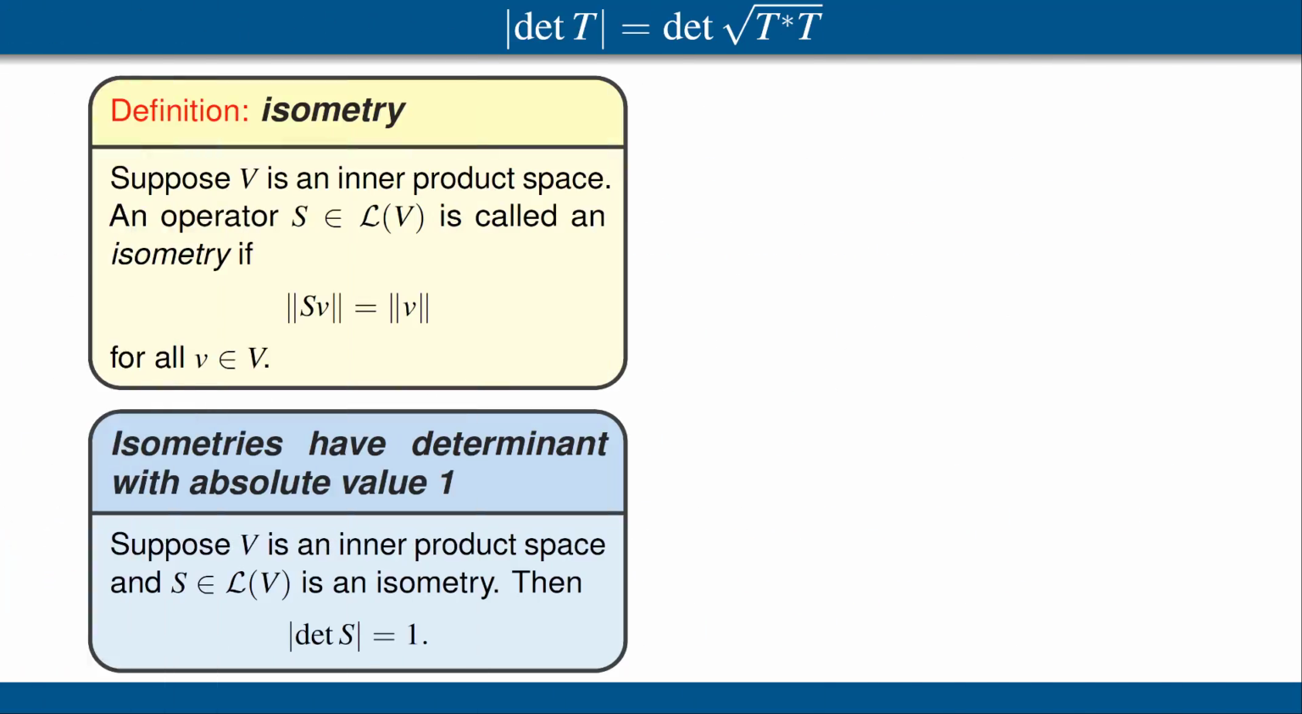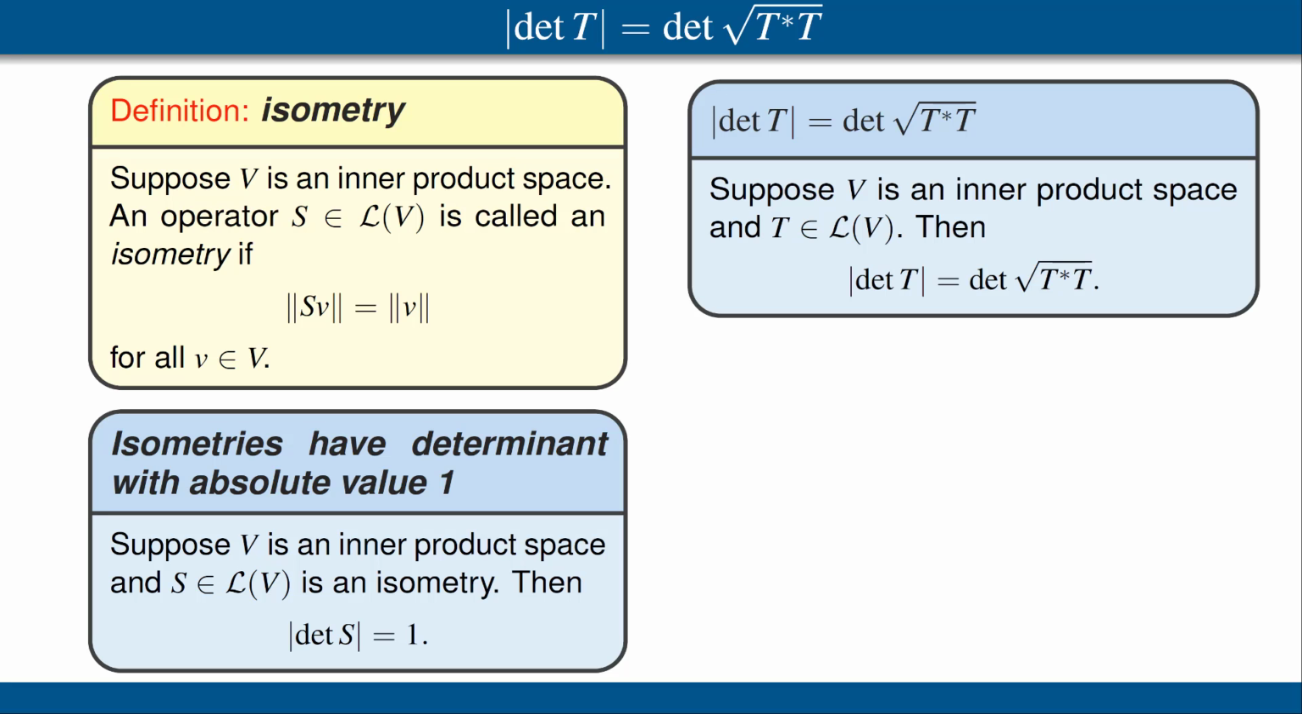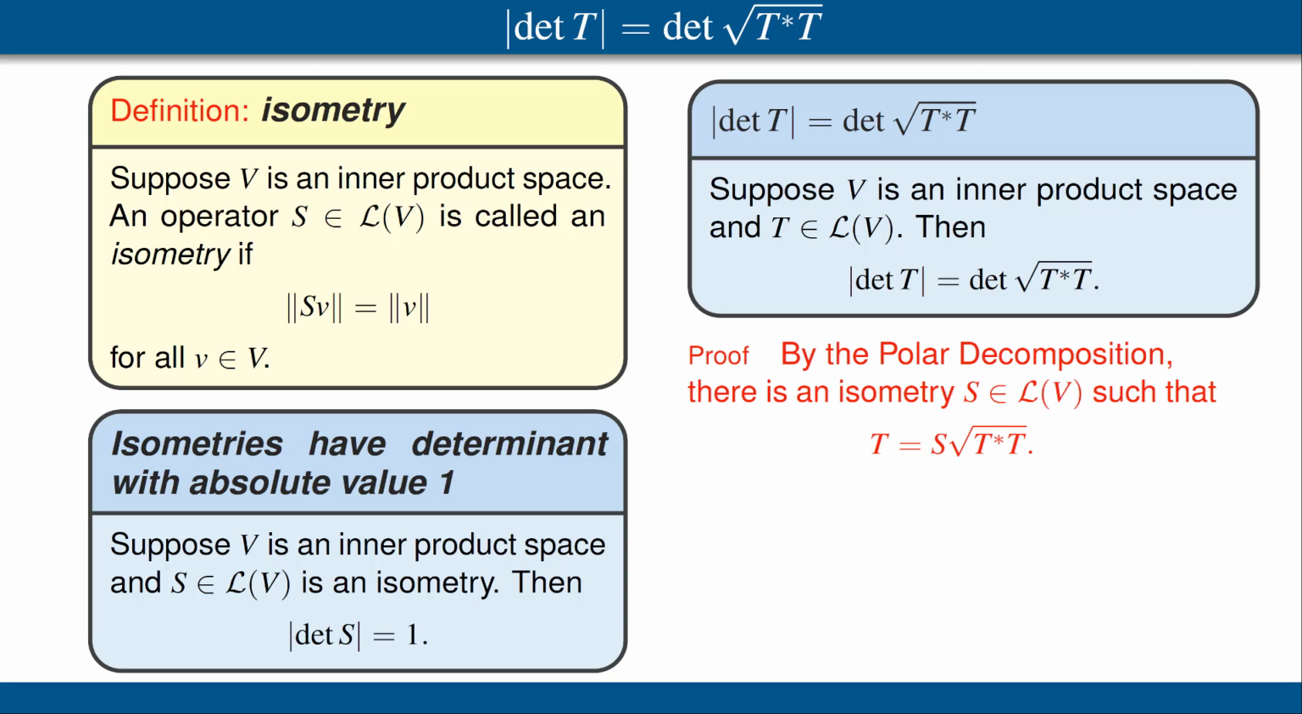Now let's erase the proof of that result so that we have room to display an important corollary. Here's the corollary. Suppose V is an inner product space and T is an operator on V. Then the absolute value of the determinant of T is equal to the determinant of the square root of T star T. Let's look at the proof, which is pretty easy. Recall that the polar decomposition states that there's an isometry S such that T is equal to S times the square root of T star T.